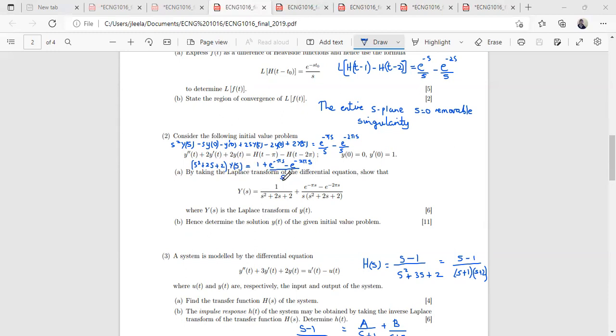Then you have to divide throughout on the right hand side by s squared plus 2s plus 2. So you'll get 1 over s squared plus 2s plus 2, and you'll get e to the minus pi s minus e to the minus 2 pi s over s times s squared plus 2s plus 2. You see how you end up getting it there? These are the steps that allowed us to arrive at Y(s) being this answer here, which was given, but we had to show it. And now we had to take the Laplace inverse and find y(t). That part will be a little involved.